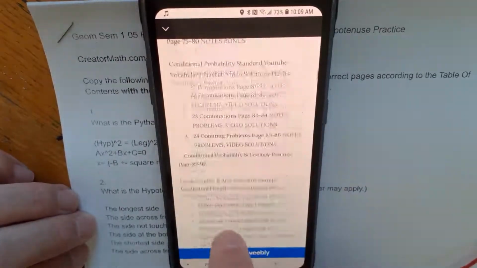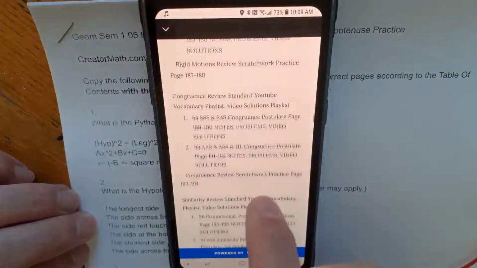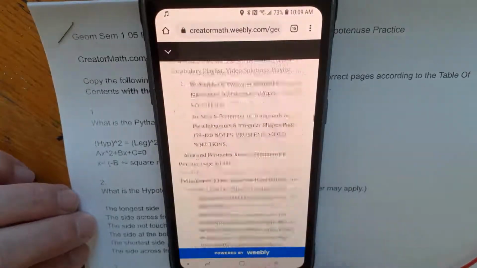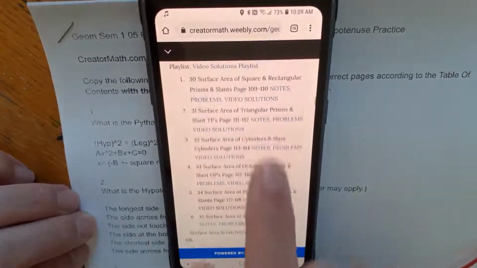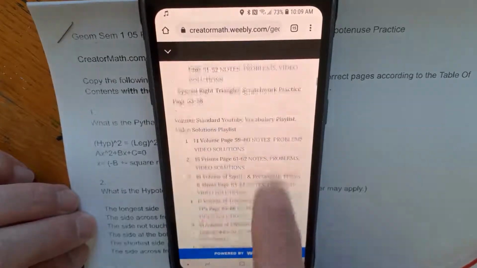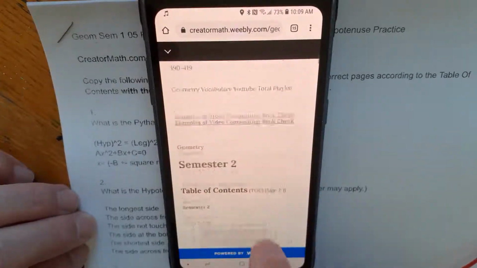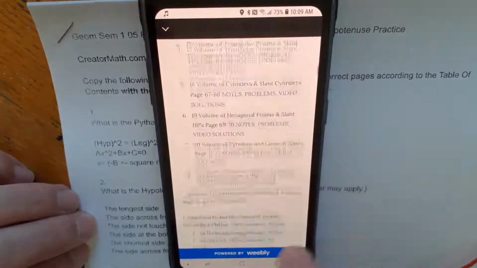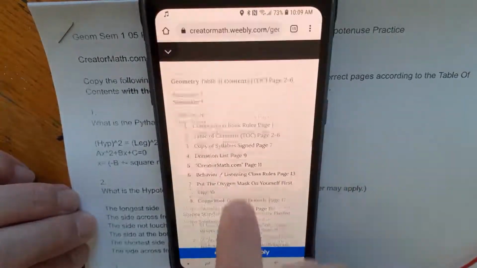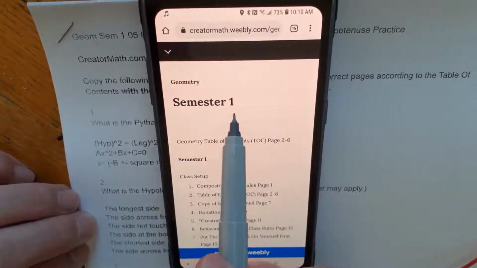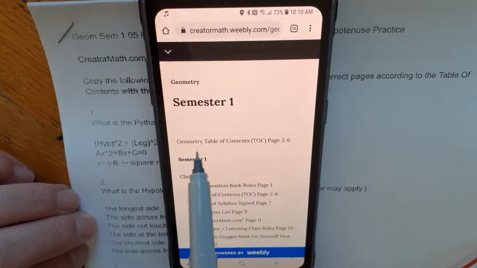Let's go to the right semester. Make sure you're in the right semester. Okay, see if I am. Okay, I'm not. There we go. Okay. For this particular lesson in semester 1, it's the table of contents.